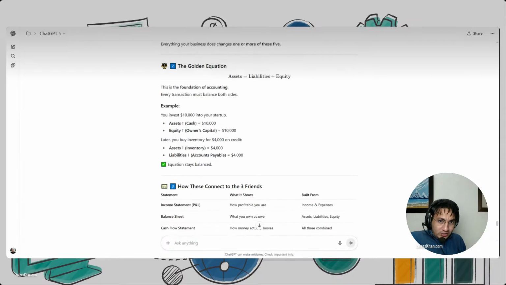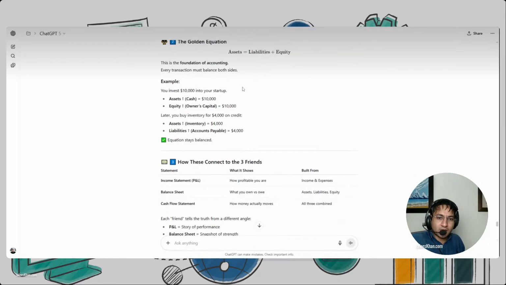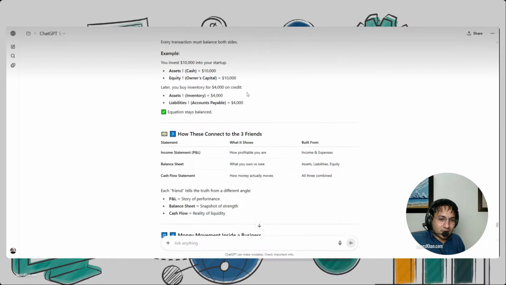But I have to understand this thing, because here it seems like the asset is denoting whatever value the business has. But asset generally means what the business owns. Okay, but we don't own the liabilities.